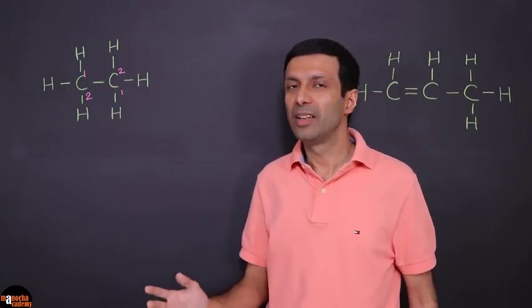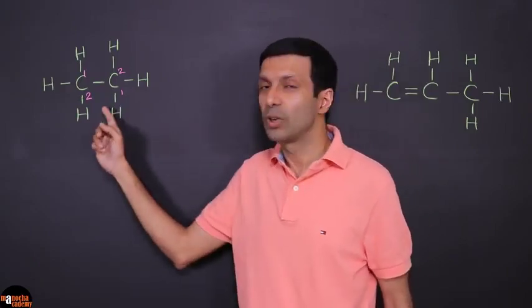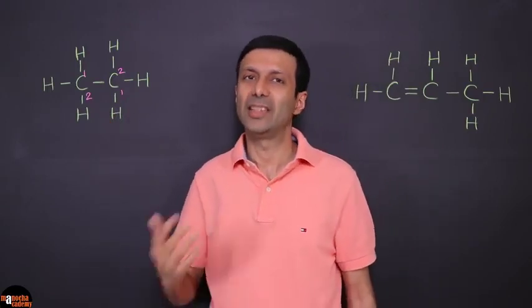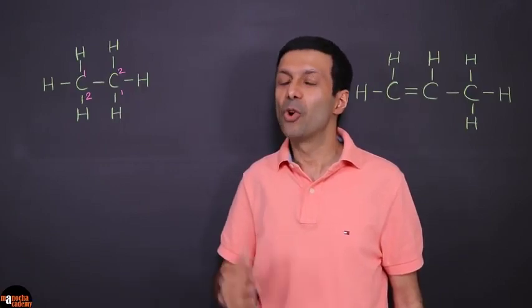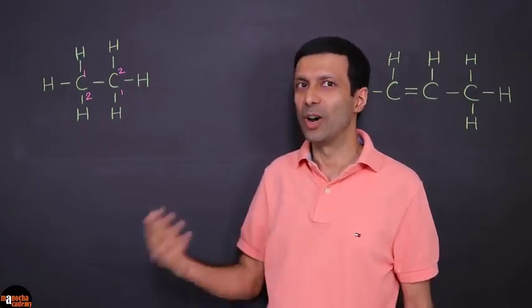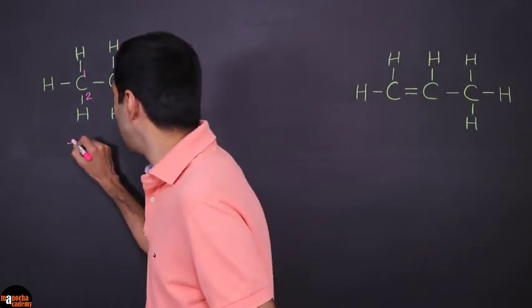Remember, there's a table. If there's 1 carbon, then the name starts with meth. 2 carbons, the name starts with eth. 3 carbons, it'll start with prop. 4 carbons, but, and so on. So the name of this compound will start with eth.